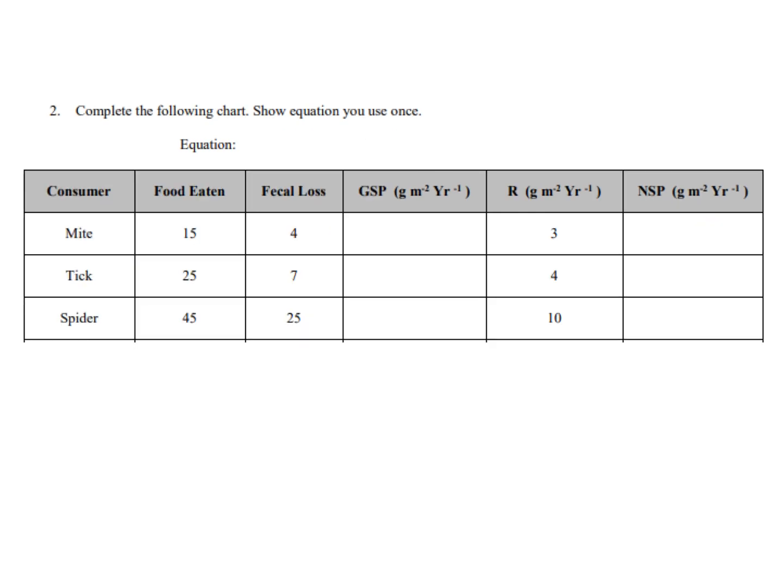And then for the second chart, you see you have food eaten, fecal loss, and then NSP. So you're going to do actually two equations. The GSP is going to be the food minus the fecal, so it's kind of like what the animal retained. So for example, you're going to do 15 minus 4 is 11, 25 minus 7 is 18, 45 minus 25 is 20. You're going to do that all the way down.